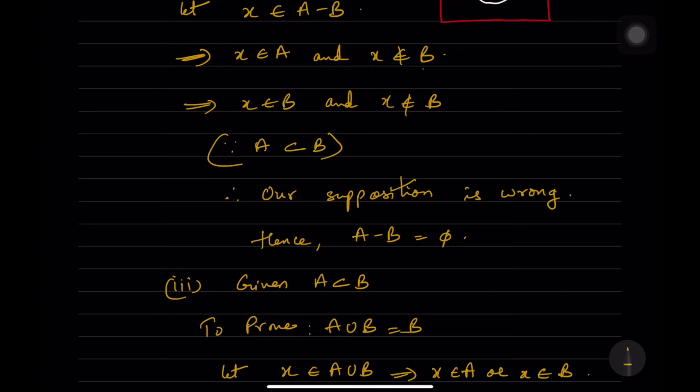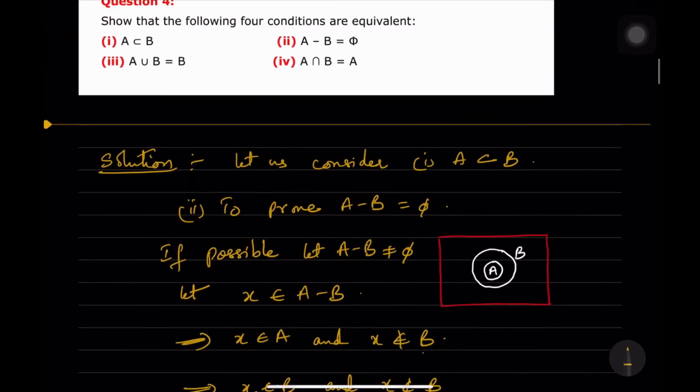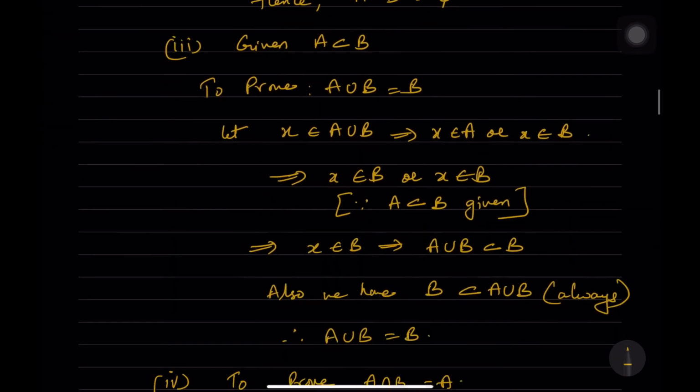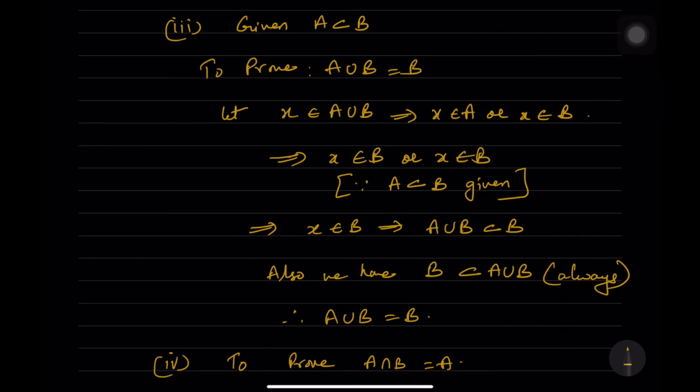Next, given again that A is a subset of B, we have to prove that A union B is equal to B. Now to prove that, let x belong to A union B. If x belongs to A union B, x will definitely belong to A or x will belong to B, because it will either be in A or in B. Then only it is there in A union B.